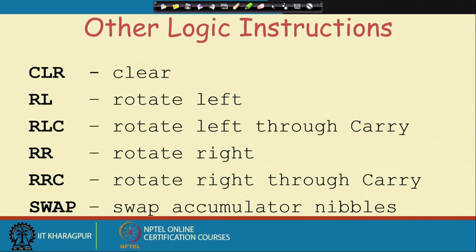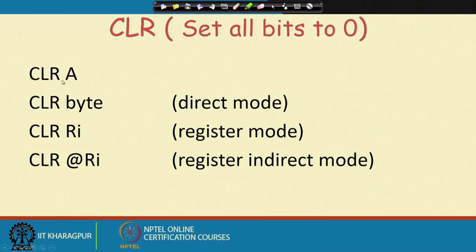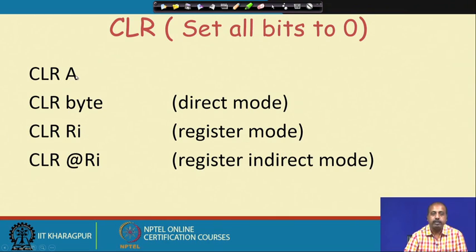Except for swap, the other instructions we have seen in the 8085 also. Those rotations are the same as in the 8085, but swap will swap the 2 nibbles of the accumulator. Then clear. CLR A will reset all bits of the accumulator to 0. You can also say clear byte, where the byte is specified in direct mode. Then CLR Rn, where n can be 0 to 7, so all the registers R0 to R7 can be specified.